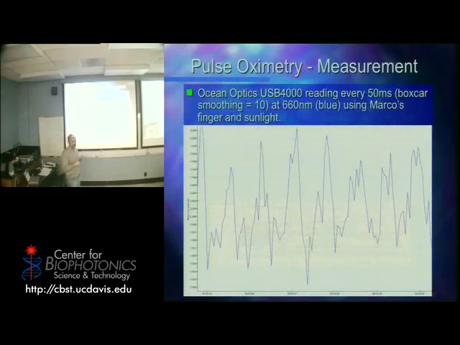Just to show you the change in the arterial blood flow, that it does lead to a difference in absorption, I took the Ocean Optics again, and I stuck my finger out towards the sun, because the sun has red light in it. I put the fiber optic behind my finger, and every 15 milliseconds, with some smoothing, I measured to see if I could see the change in absorption due to my pulse.